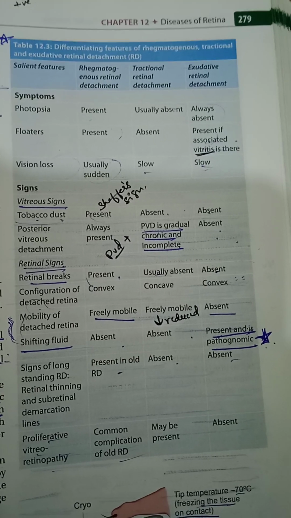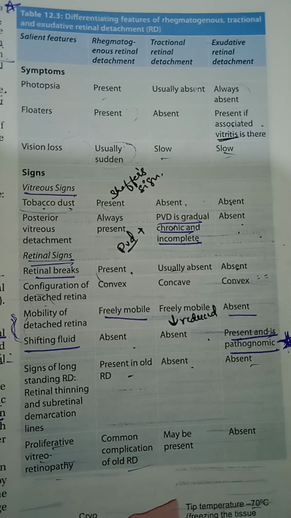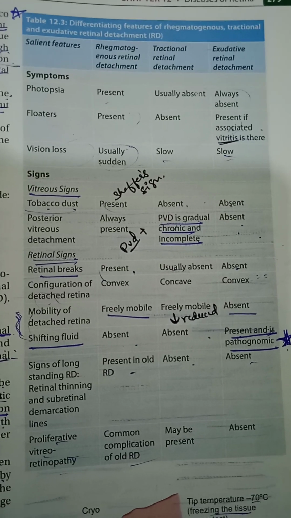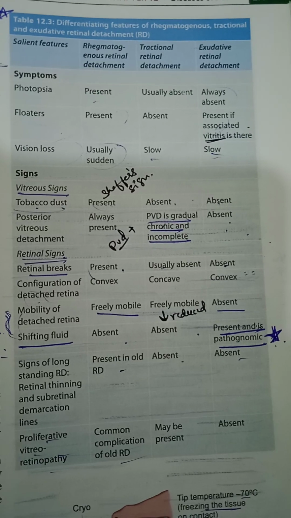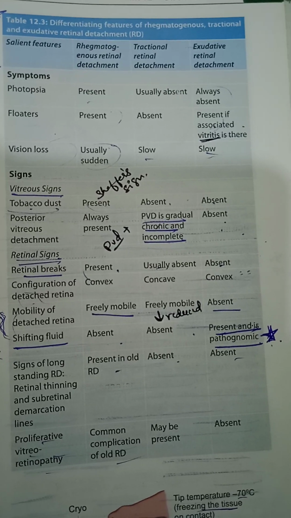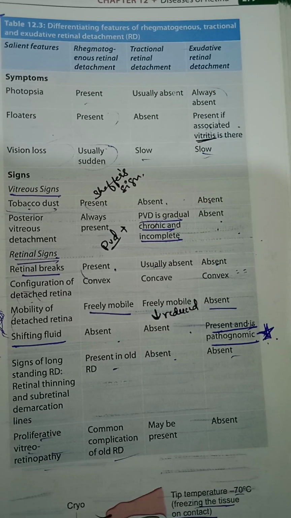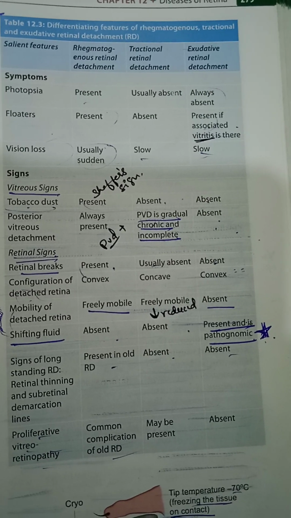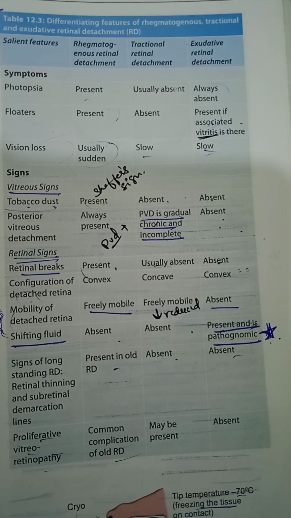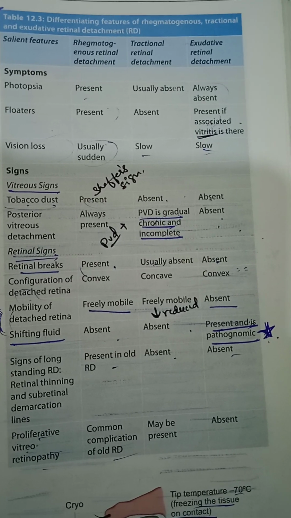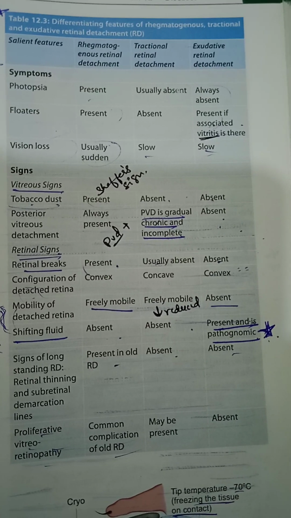Following the pathology and risk factors, the symptoms of rhegmatogenous retinal detachment are floaters, photopsia, and vision loss. Vision loss is usually sudden, painless vision loss. A sign is a tobacco dusting appearance that may be present in the anterior vitreous, called Shafer's sign. And whenever posterior vitreous detachment is a risk factor, it is almost always present, and retinal breaks will be there.